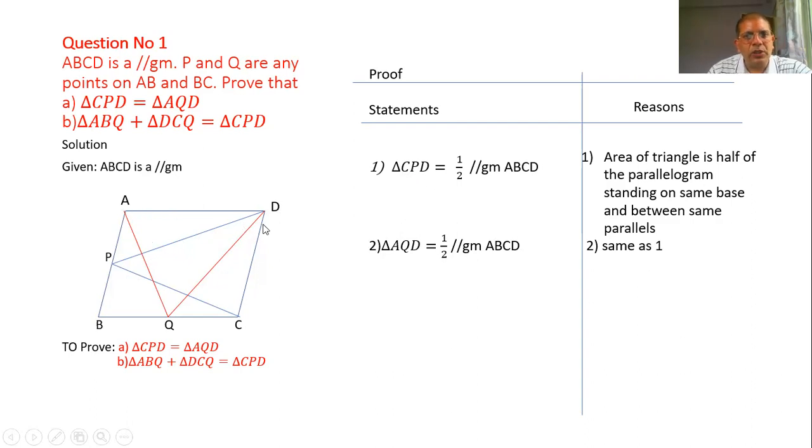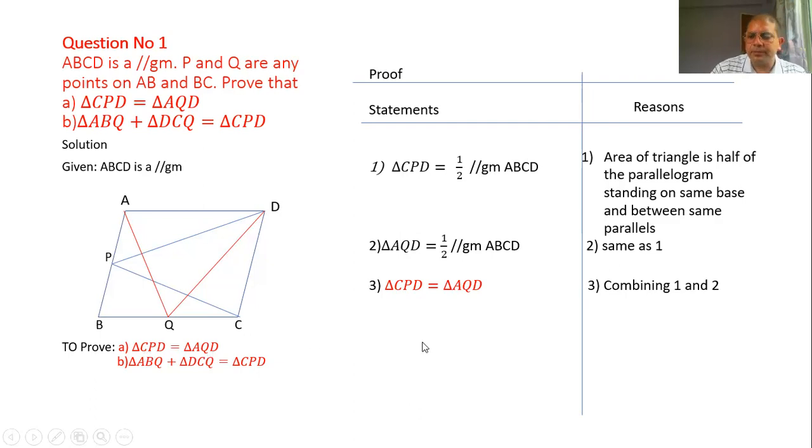So triangle AQD is standing on AD, and this parallelogram is also standing on AD base. Both are standing on the same base and between the same parallels. So area of this triangle is half of the area of the parallelogram. It is the same as 1. Now both results, 1 by 2 parallelogram ABCD and 1 by 2 parallelogram ABCD, are equal. Then you can write these two are equal, combining 1 and 2. This proves one part, the first part.